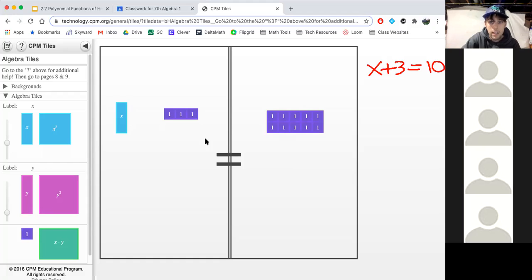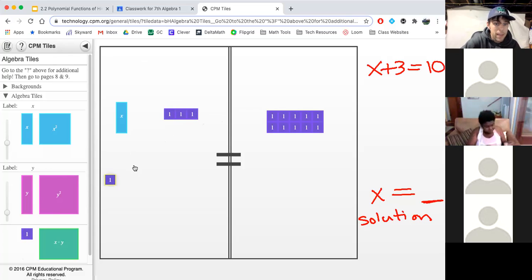So right here, in this equation, I want to end up with it just saying x is equal to a number. X is equal to some number. And that number we call the solution. To do that, to have just x, that means I need to get rid of these tiles. When we talk about algebra tiles, we need to make 0 pairs to get rid of them. So I need to make 3 0 pairs.